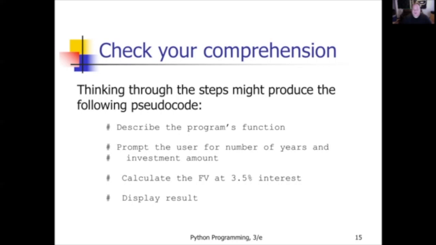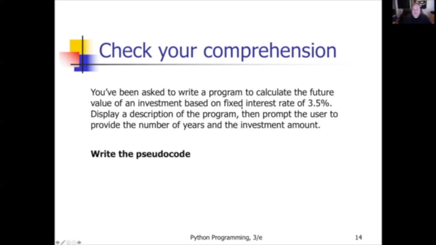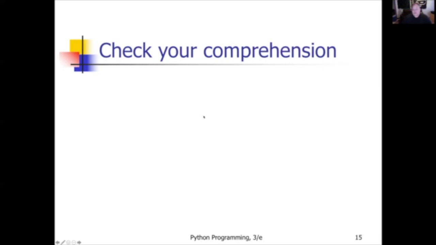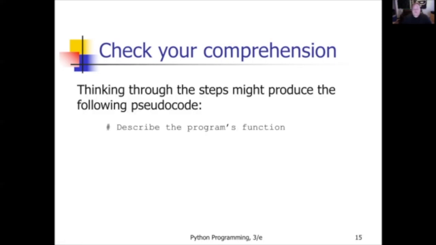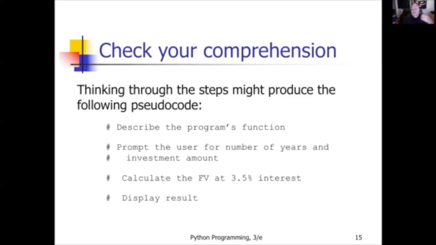Describe your program's function, and in this case, it says display a description of the program. Part of the specifications were to display a description of the program. So display the program's function, prompt the user for the number of years and the investment amount. That's 2 inputs, right? 3.5% is the interest rate, the investment amount, and how long I'm going to invest. Calculate future value at 3.5% interest. I don't need to know that formula yet. I'm just writing my plan here. I can go look up that formula. It's available somewhere on the internet. And then finally display the result.